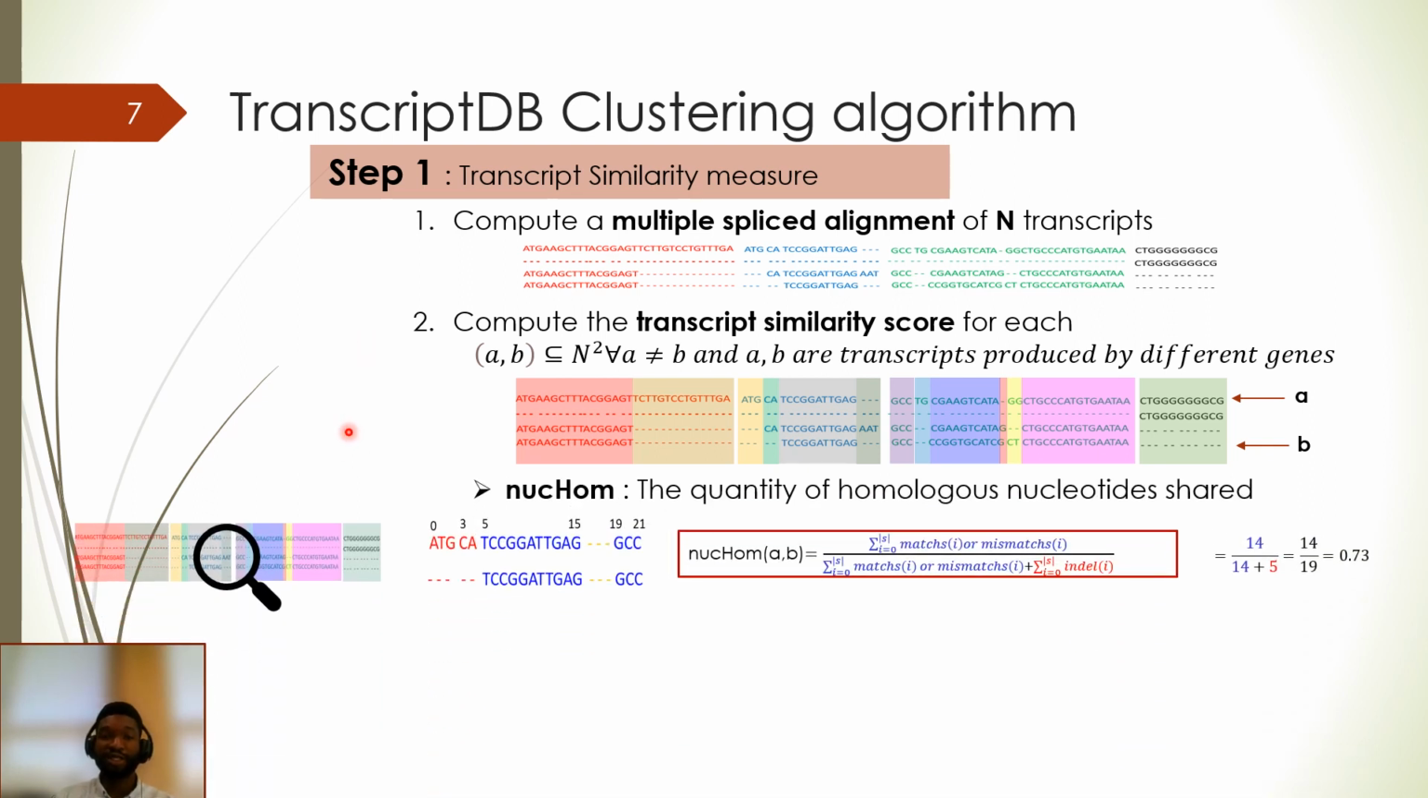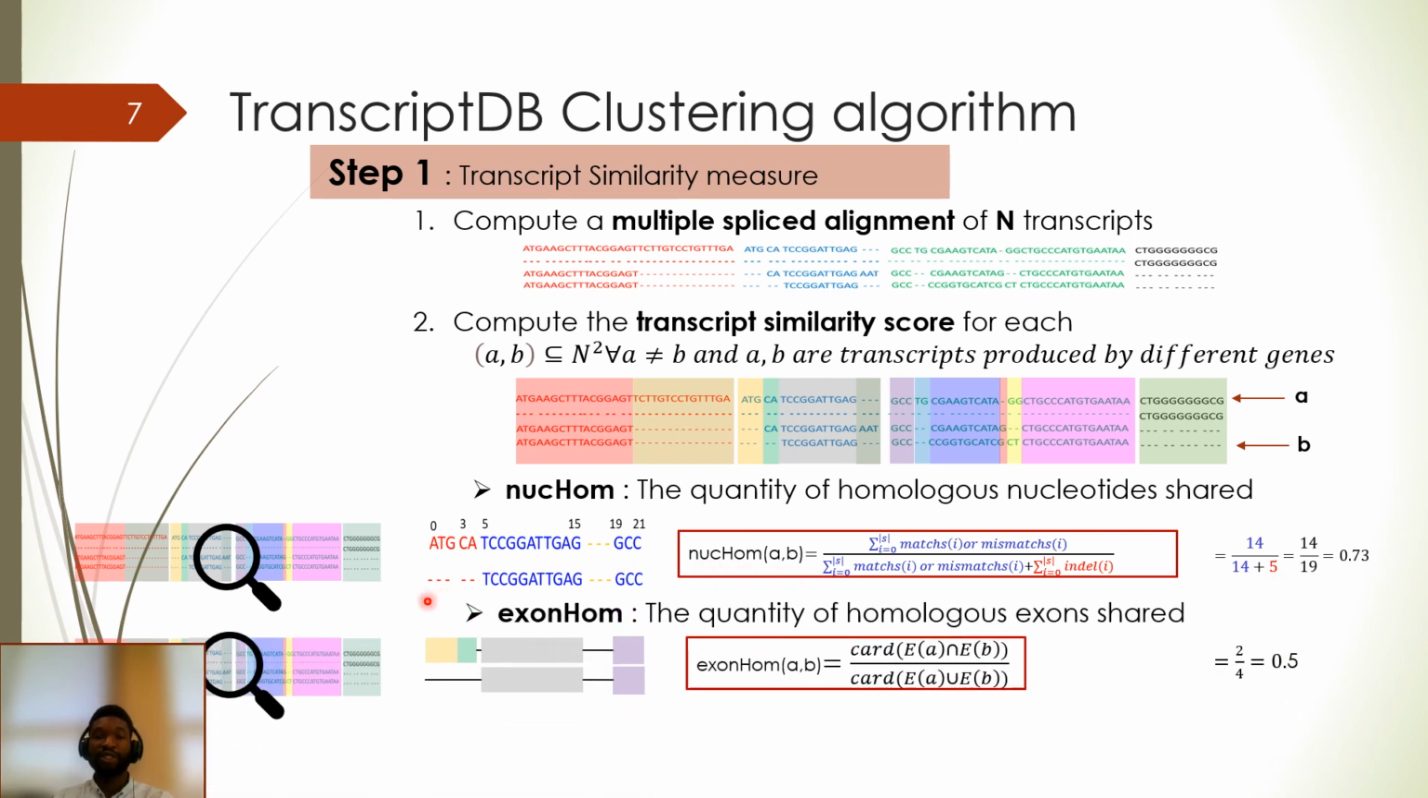The transcript similarity score accounts for the quantity of nucleotides shared, called nuc-om, which is equal to the division of two terms. The first term here is the summation of matches or mismatches, and the second term is the sum of the previous result and the total number of indels. In this example, we have 5 indels and 14 matches or mismatches, so the nuc-om score is equal to 0.73.